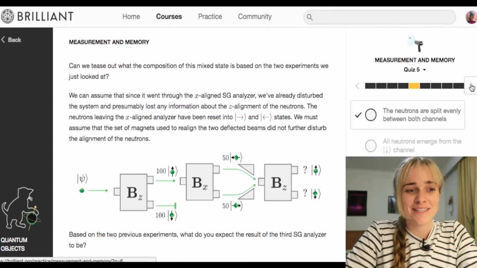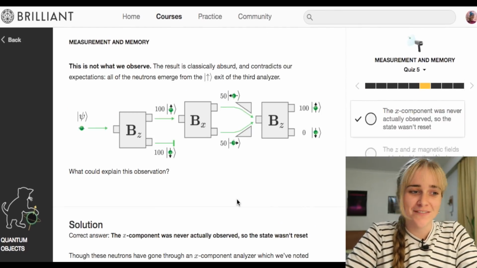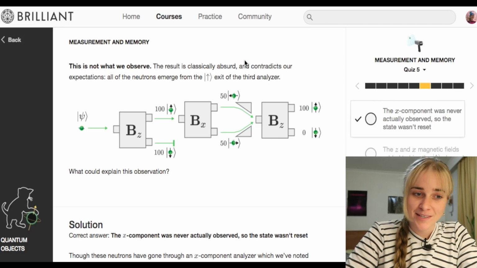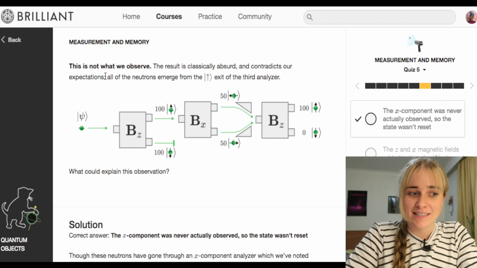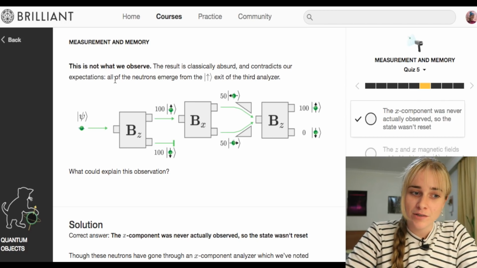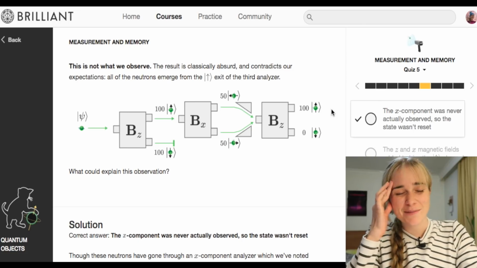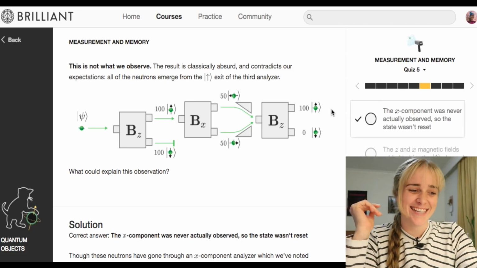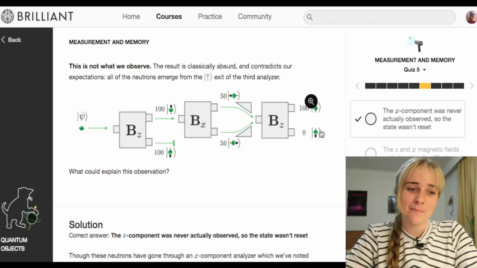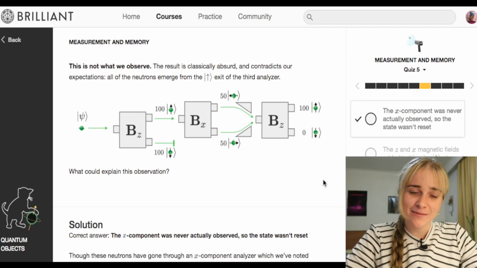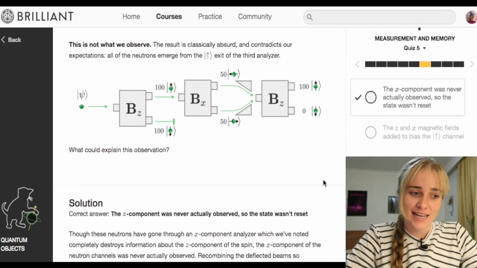But what really got me was that's actually not what we observe. So the result that we actually observe is kind of absurd and contradicts our expectations, but all of the neutrons emerging from the third analyzer here are in the spin up position, and this really blew my mind. I was like, what? I thought I was understanding this. But let's just have a little bit more of a look here to understand.